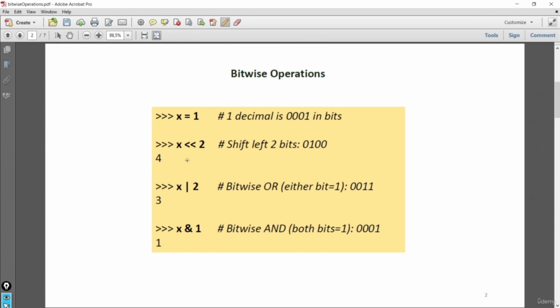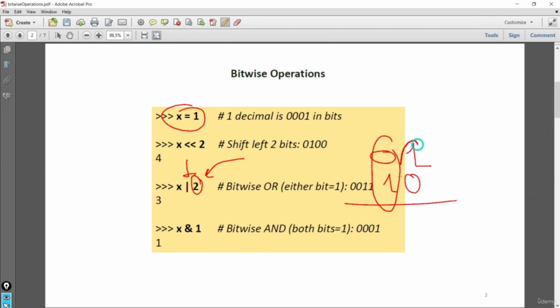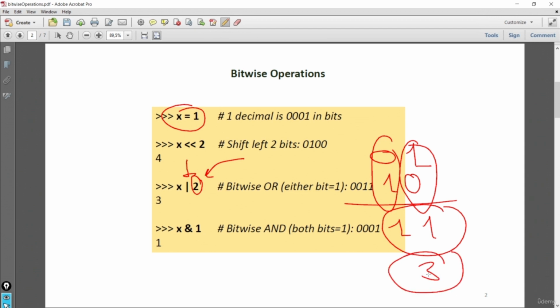And here the bitwise OR operation is performed. The value of x is still 1 for this example. So we have 1 here. 2 in binary can be represented as 1, 0. If we take the bitwise OR of the bits, what do we get? 0 or 1, we get 1. 1 or 0, we get 1. And this is the binary equivalent of decimal number 3. So the result will be 3.